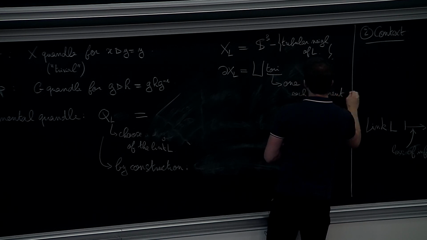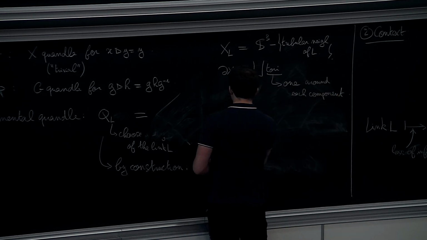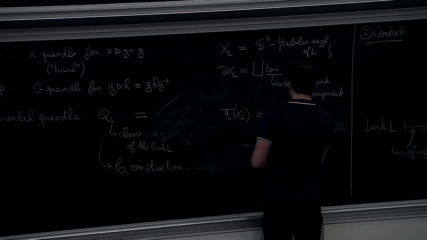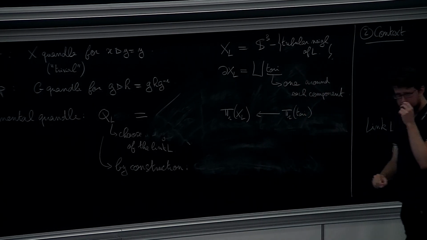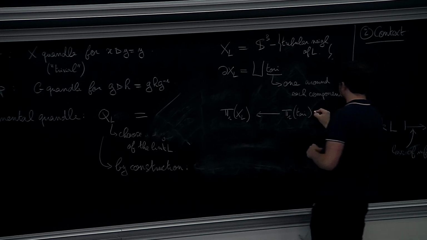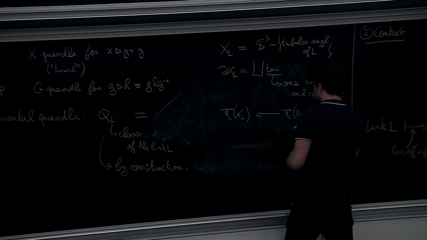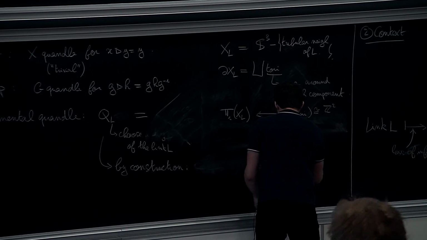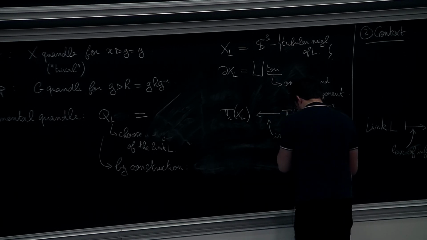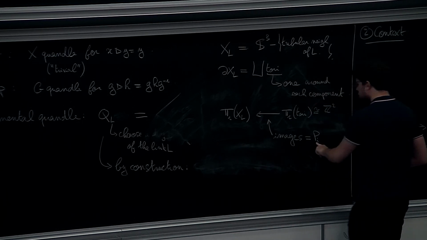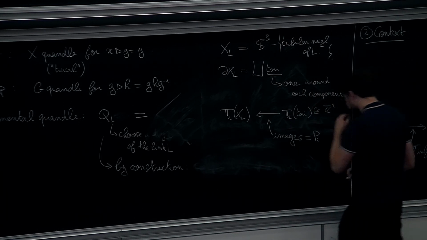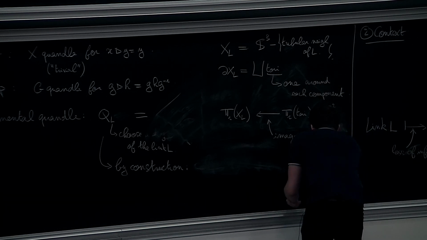So now what you can do is, if you take the pi1 of XL, inside there you will have these pi1 of these tori, which are Z2, and the images of these morphisms, you have only one if you have a knot, several if you have a link. Images are called Pi. I is my index for the link components, and these are called peripheral subgroups.